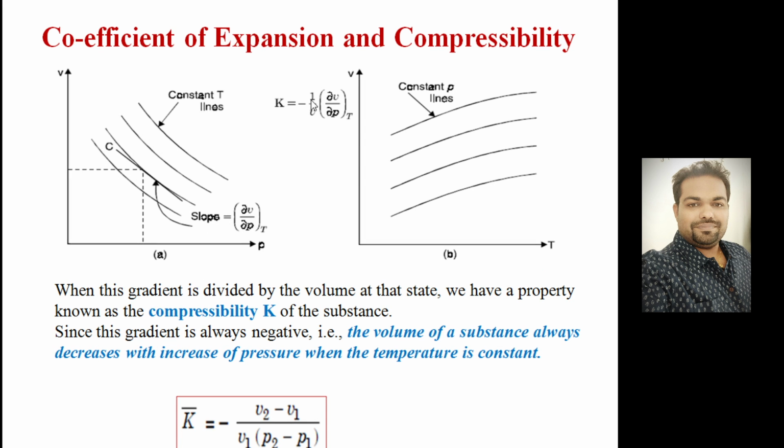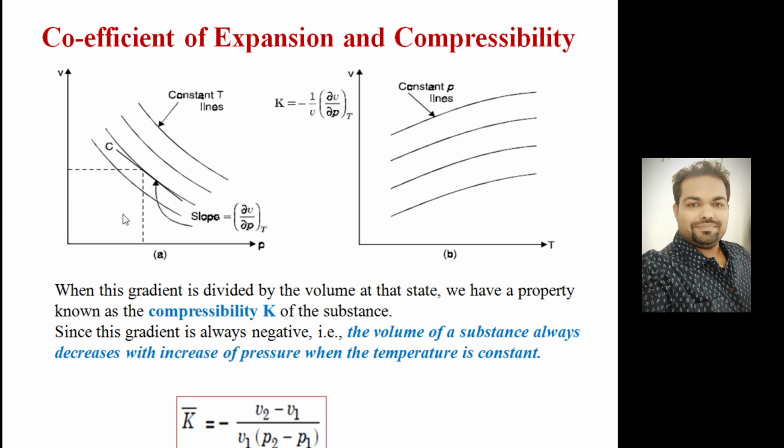Next one is the coefficient of compression. In the volume and pressure curve, if we draw this line, this is known as an isothermal line. The slope of the isotherm is ∂V/∂P at constant T. Look, the slope will always be negative in this case. And if you change the ordinate, if volume is here and temperature is here, and we draw this, it is called an isobaric line. This is like the earlier case.